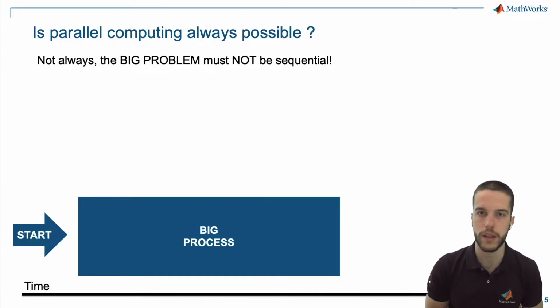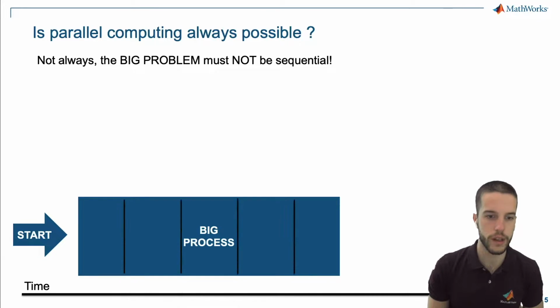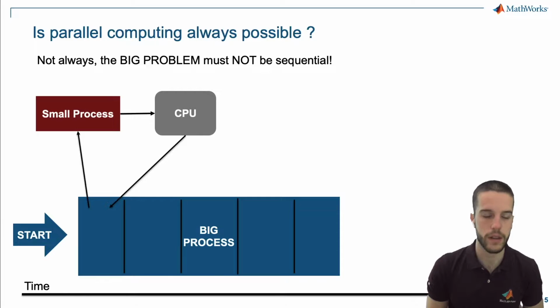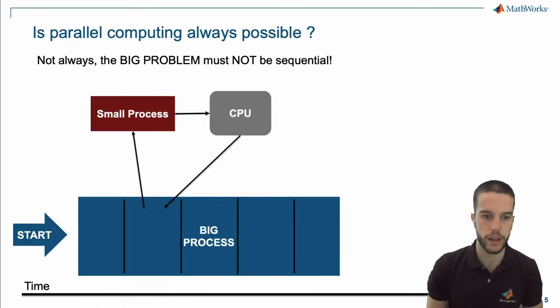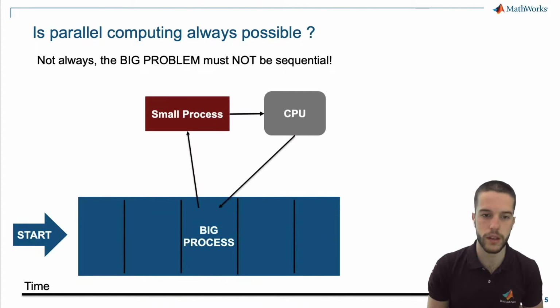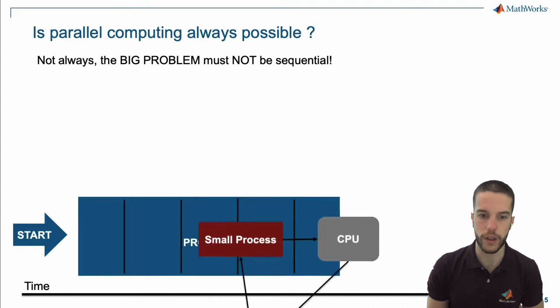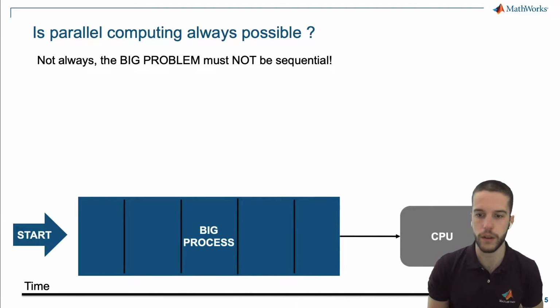But what do I mean when I say independent? If I have this big process, independent means that I can compute this little portion without even knowing the results of the other portion. So as you can see here, I can take my small process and independently, without knowing anything of the other one, compute my results and obtain, of course, the final results.